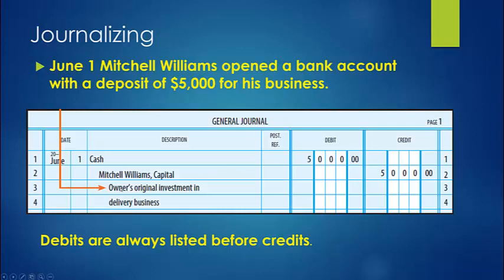And now notice right here we've entered the explanation, the owner's original investment in the delivery business. When you're entering your journal entry, make sure that you always enter the debit first, followed by the credit.